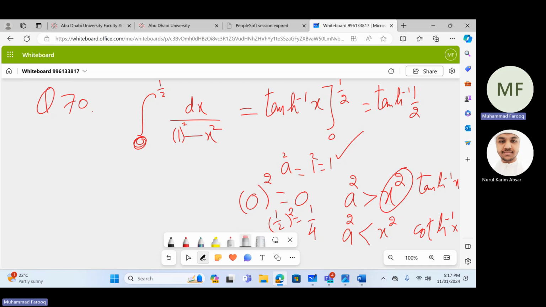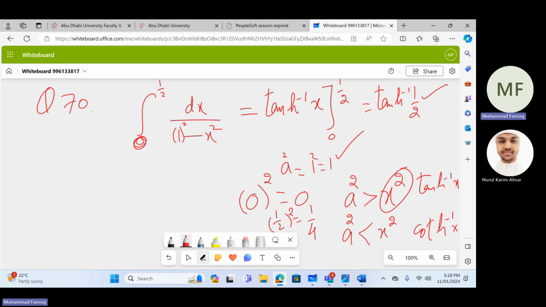Just check: are you getting this answer as a decimal? If the answer is a decimal, don't write the decimal. Stop here. This is the answer: tan inverse hyperbolic with the value 1 by 2. If you are getting a decimal, don't write the decimal answer.